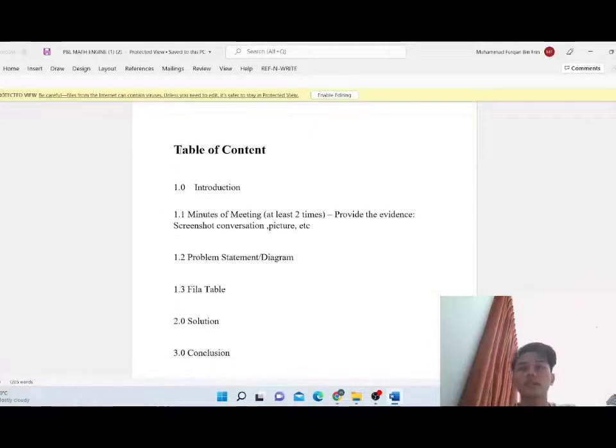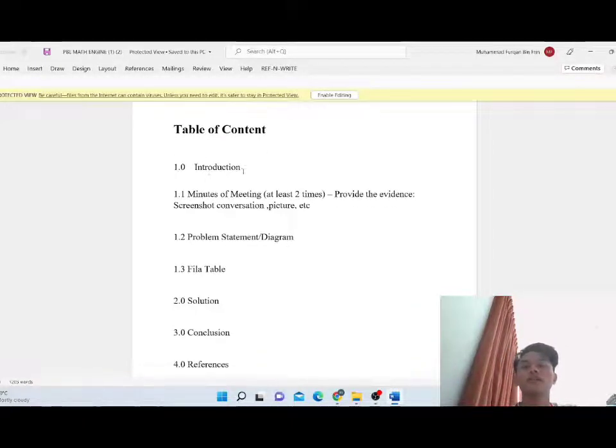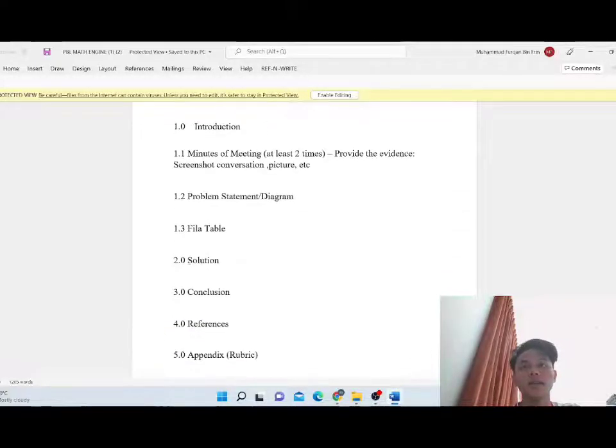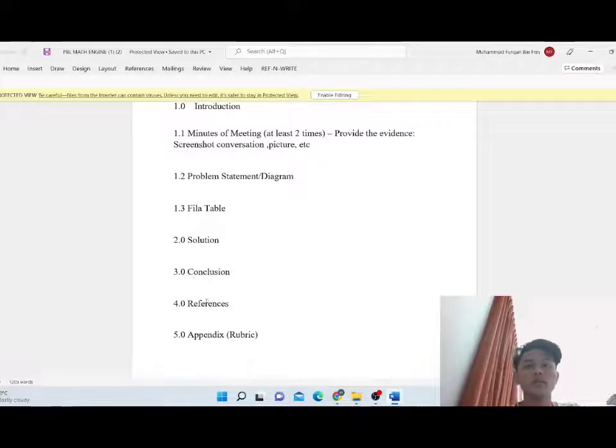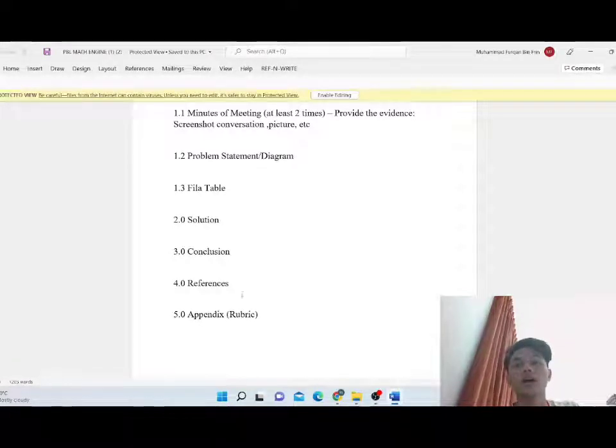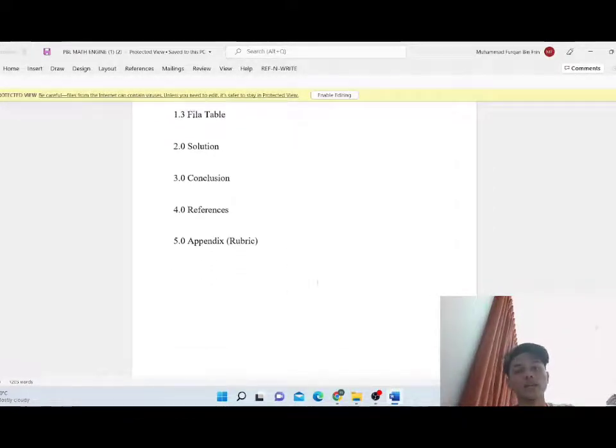As we can see, this is the table of contents of our group project. The first one is introduction. Second, minutes of meetings. Then problem statement diagram, and next, filler table. After the filler table is solution. Then conclusion. After that, reference. And the last one is appendix, which is the rubric of the project.